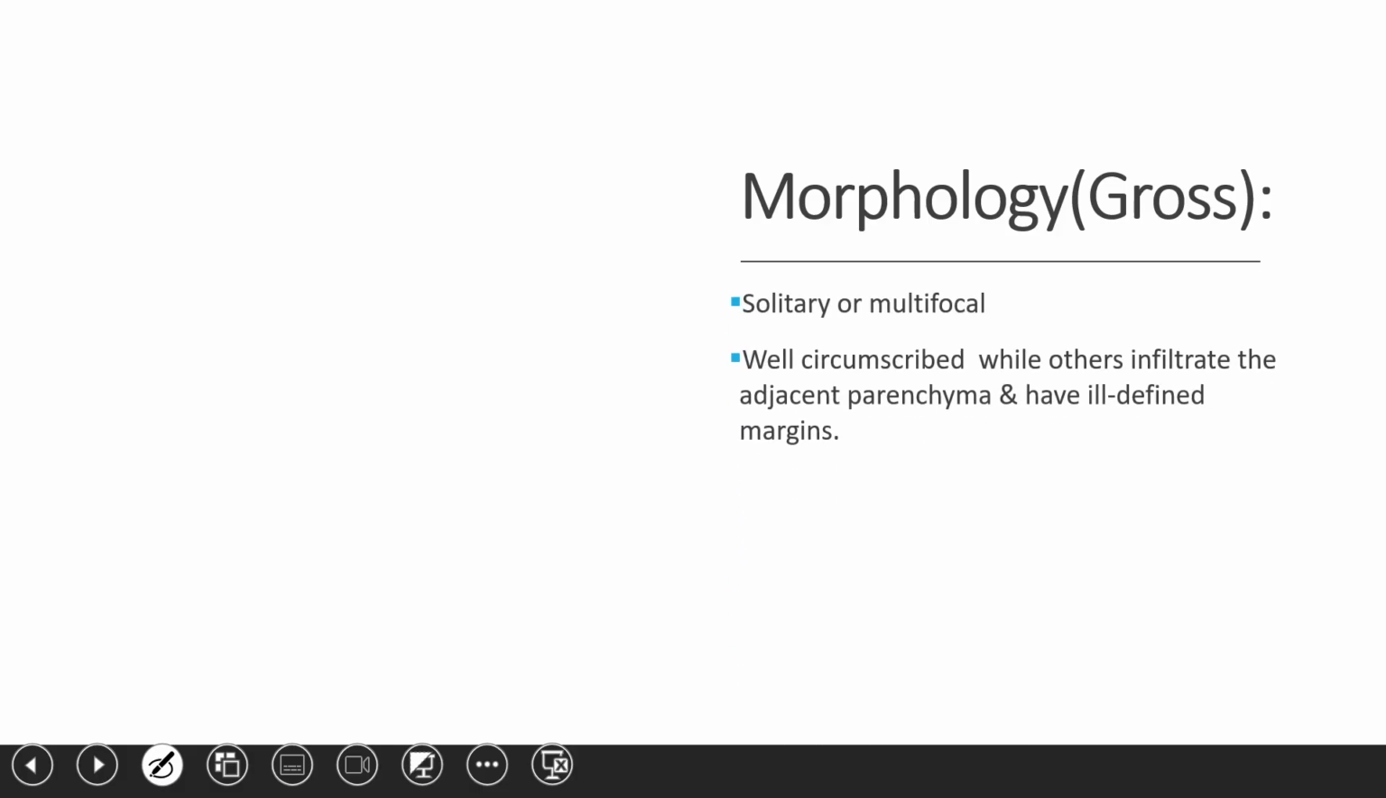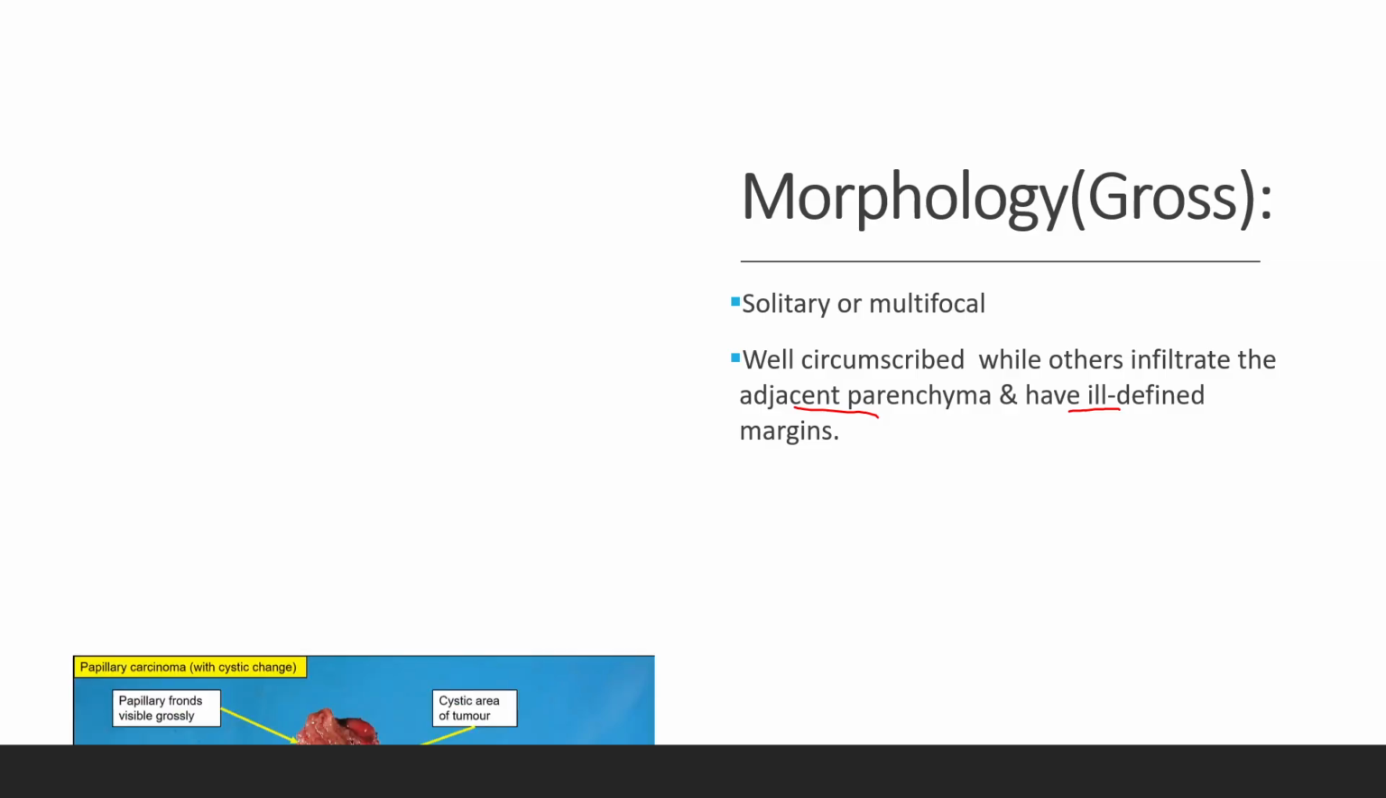Now we see the morphology of the conventional papillary thyroid carcinoma. First we go through the gross picture. It could be solitary or multifocal, and well circumscribed, while others may infiltrate the adjacent parenchyma. If there is infiltration, then there will be ill-defined margins, but otherwise it will be well circumscribed.